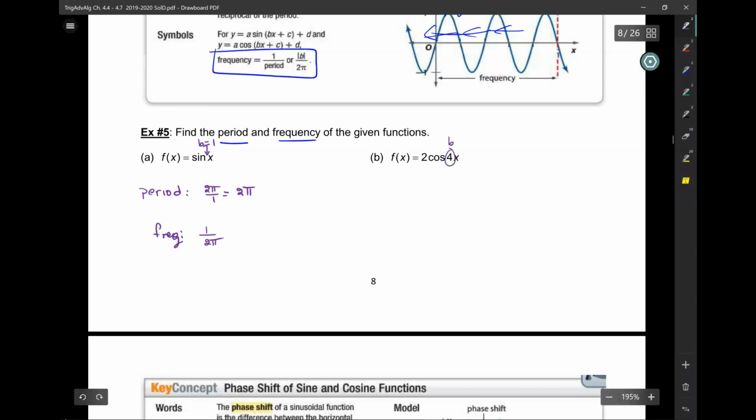Here, b is 4. So what's the period? Pi over 2. So the frequency, 2 over pi. Okay?